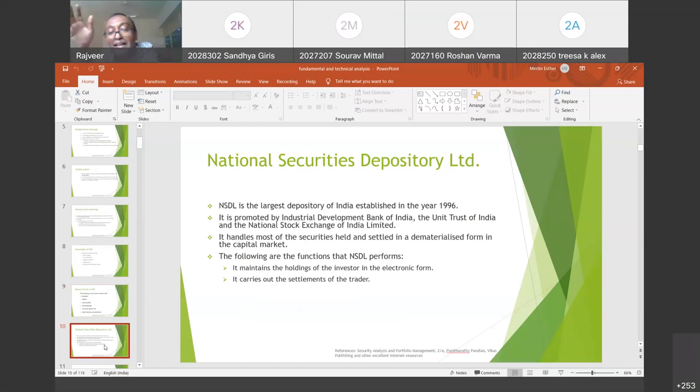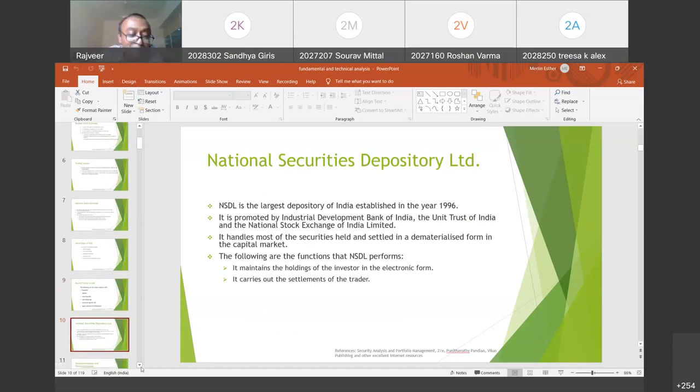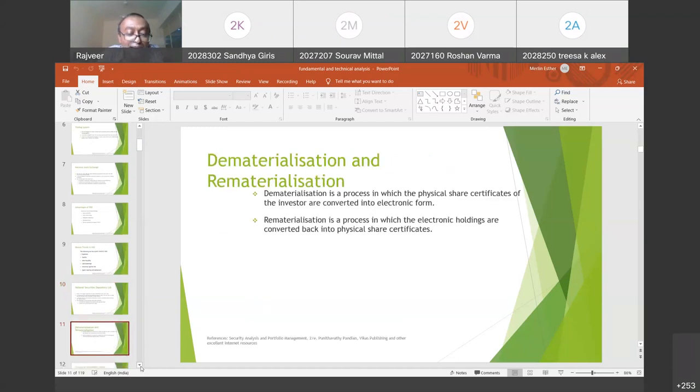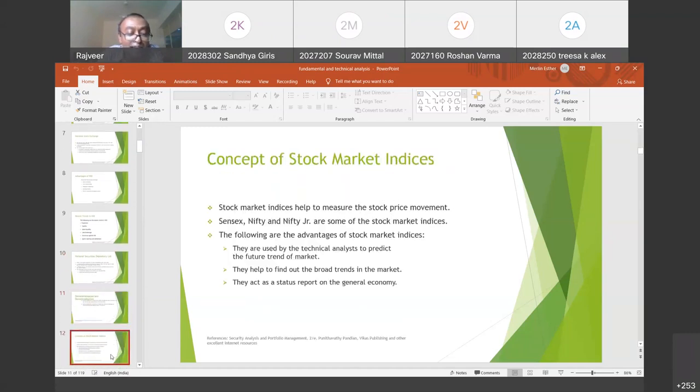The NSE has something called NSDL, you would be aware of it. So NSDL is the clearing company. So all trades are settled. Everything is in DMAT form nowadays, and NSDL oversees that, right? Okay, so you all know what DMAT and REMAT is. So today everything happens in DMAT form. Yes, so everything is in electronic form.